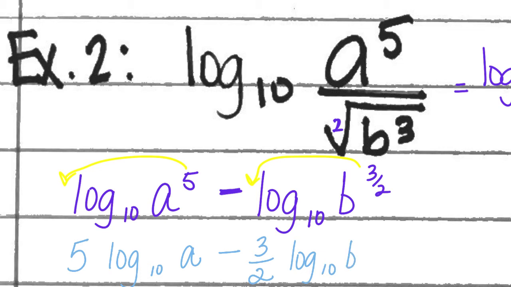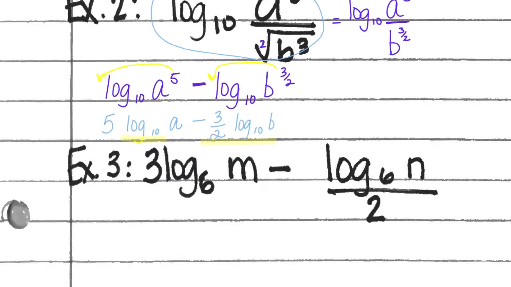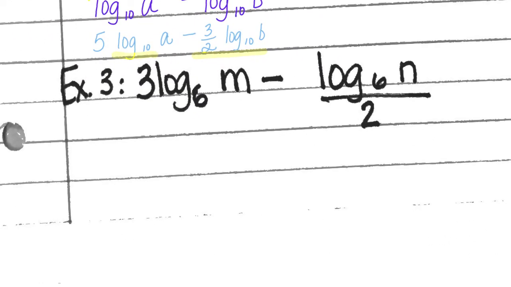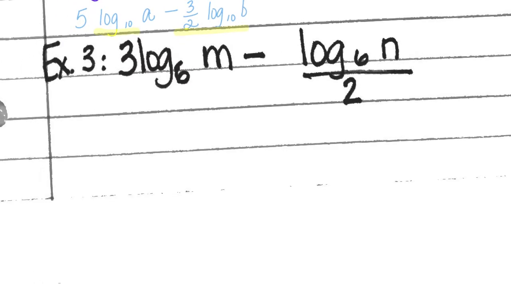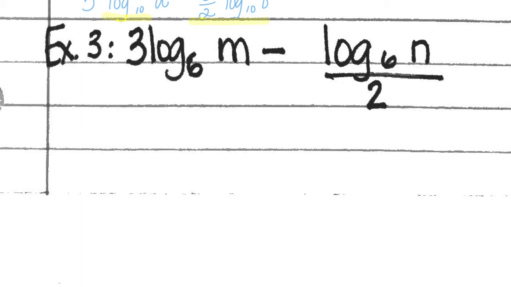So from there, that is called expanding. So these are making them from one log, where we end up actually writing like two logs. Okay, so that's called expanding, and now we're going to go ahead and condense. So let's go ahead and condense. Notice example 3 says 3 log base 6 of m minus log base 6 of n over 2.